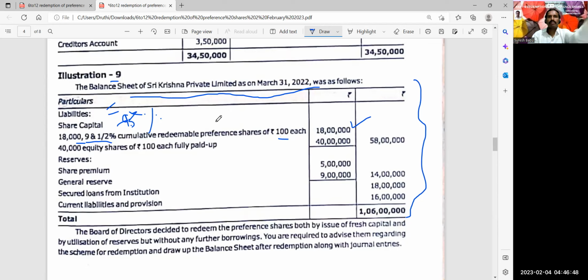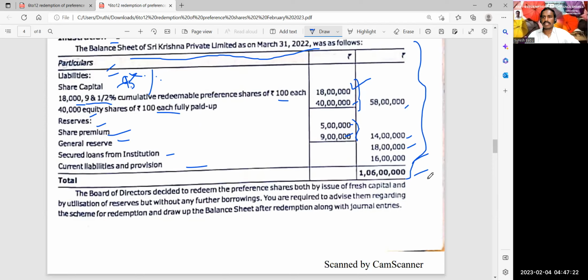Preference share capital. Similarly, there are 40,000 equity shares of 100 rupees each fully paid, 40 lakhs. In total, you have 58 lakh rupees in the form of share capital. Reserves: share premium, 5 lakh rupees. General reserve, 9 lakh rupees. Total, 14 lakh rupees. It has not been divided separately, so together they have written it. Secured loans, 18 lakhs. Current liabilities and provisions, 16 lakhs. Total, 1 crore 6 lakhs.